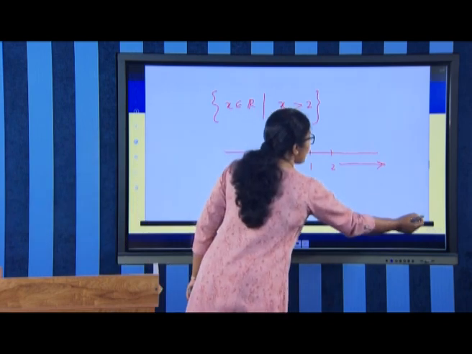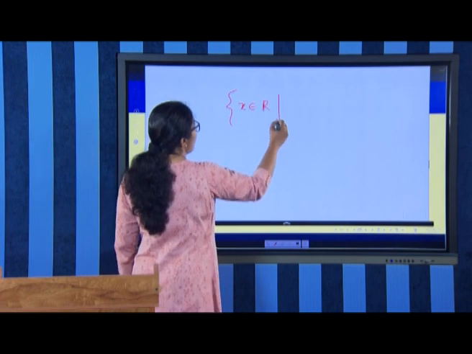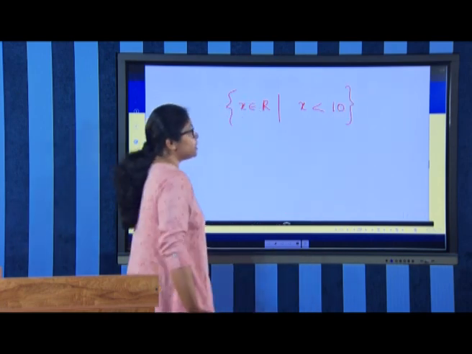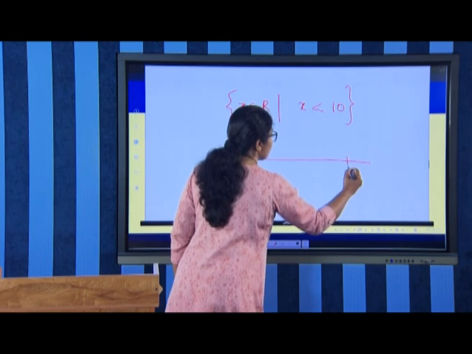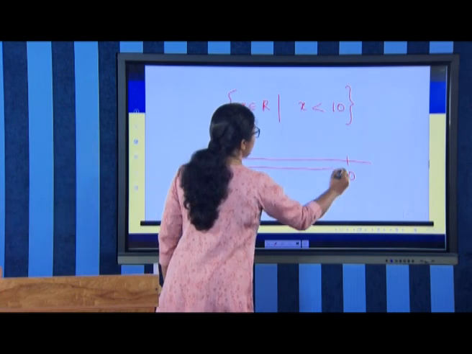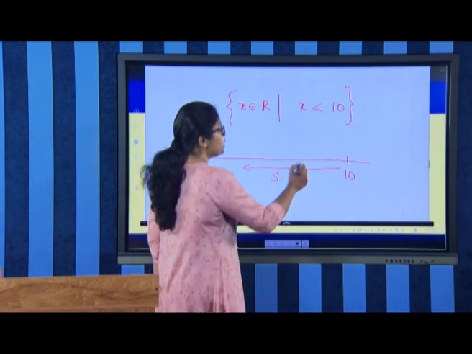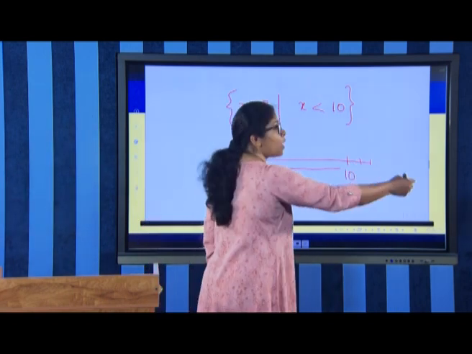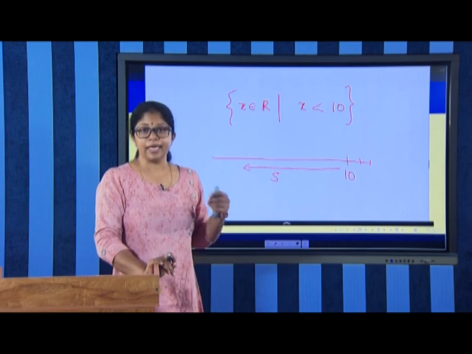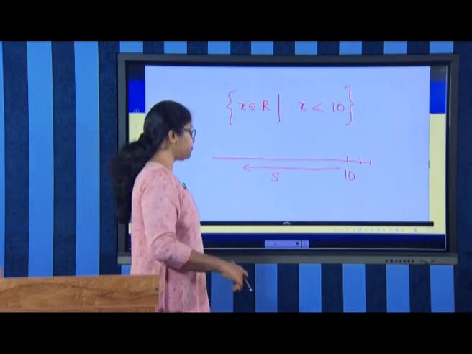Similarly, consider the set of all x belonging to R such that x is less than 10. This set consists of all the real numbers which are towards the left side of 10. So, this is the set S. We can see that 10 is an upper bound. Similarly, 11, 12, etc. are all upper bounds of the set, but it does not have a lower bound. So, again, by the definition of unbounded sets, this set is an unbounded set.